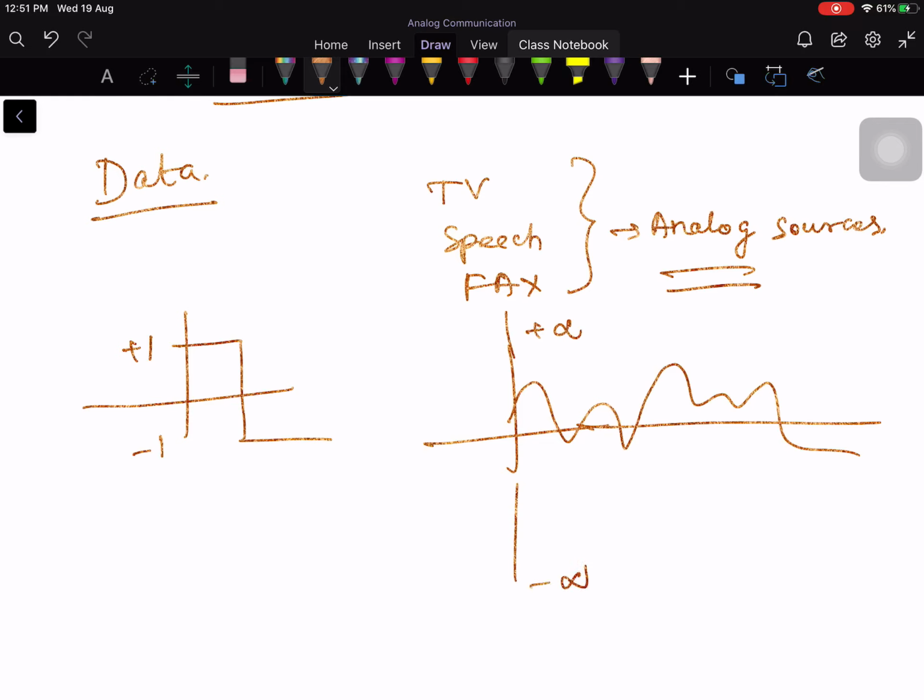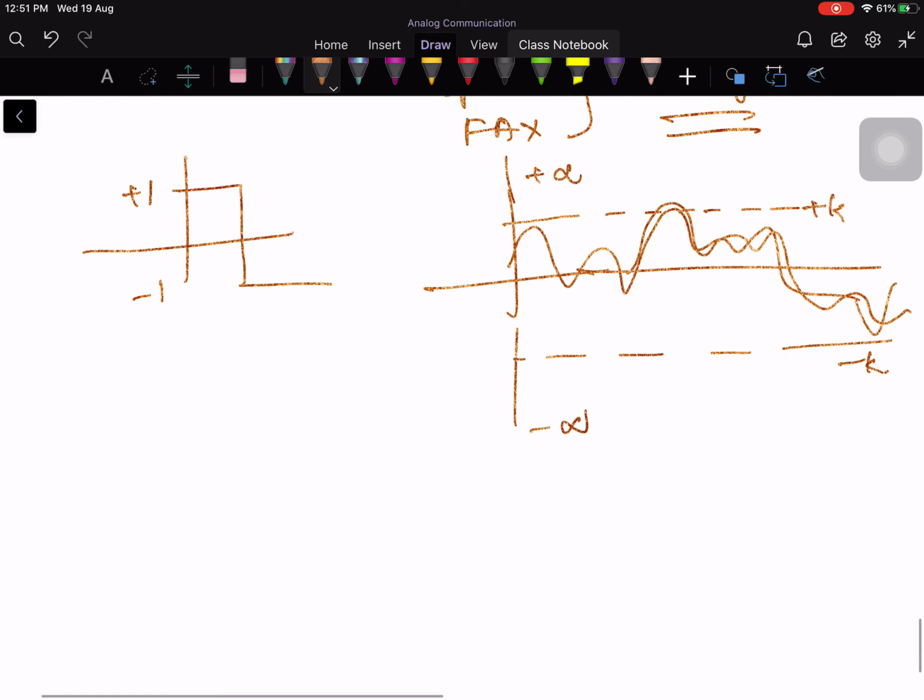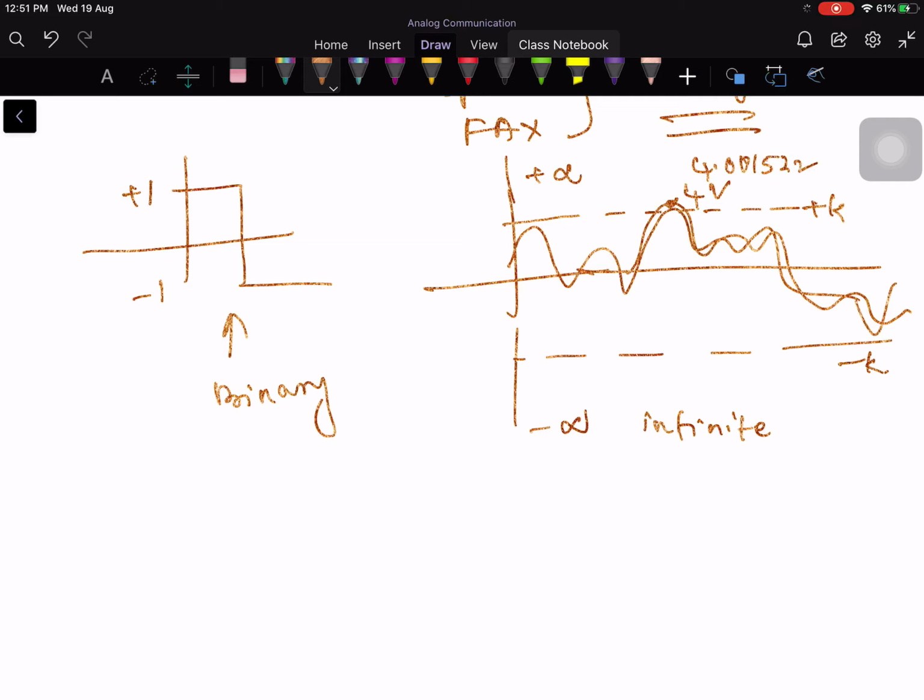Anyway, no one can talk with infinite amplitude. Let's say the amplitude is varying from +k to -k. Whereas in digital, the values that the signal can take are just two, let's say +1 or -1. But here it is continuously changing. Here it takes only a binary set of values, and here it takes an infinite set of values continuously. Suppose I sample at this point, I cannot say 4 volt, it may be 4.001532 like this. I cannot do the round off. That's what we mean by continuous.